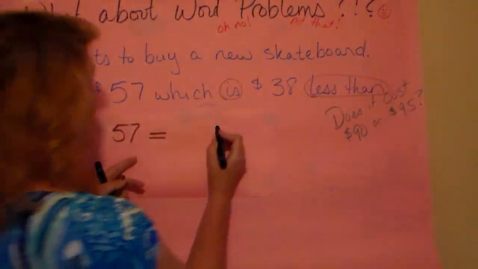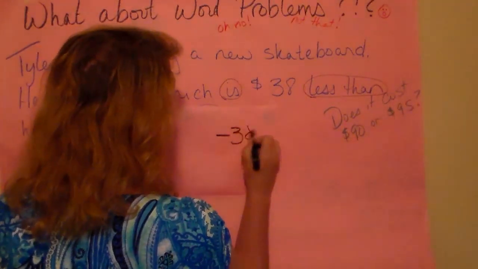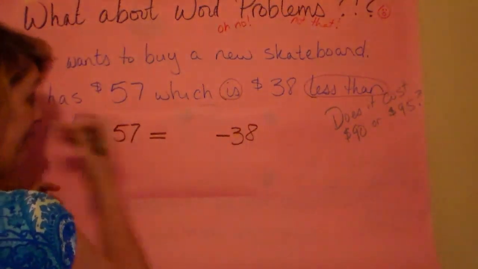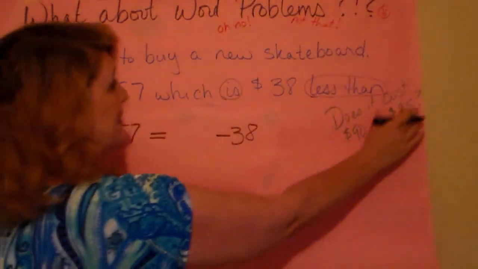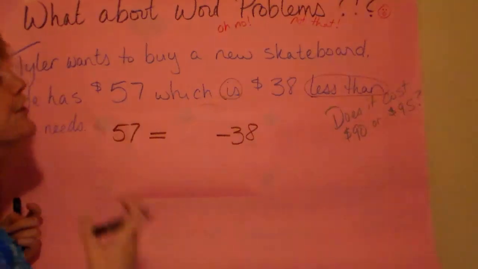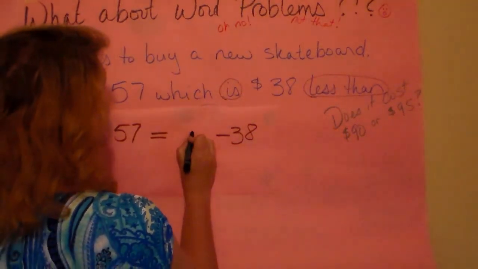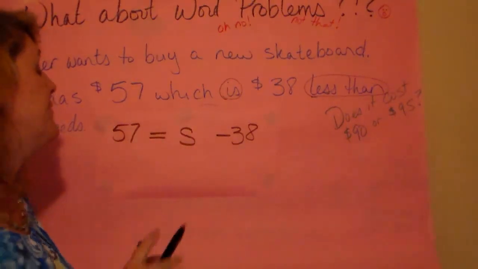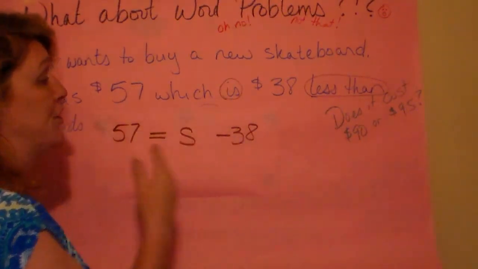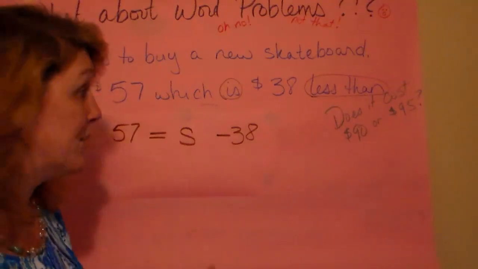So at the end, we're going to stick minus 38, and then it's less than what? It's less than he needs. Well, this is what he needs, and we don't know what it is yet, so that's our variable. Let's use the variable s for skateboard. So this is our equation: 57 equals s minus 38. And now we get to plug in.